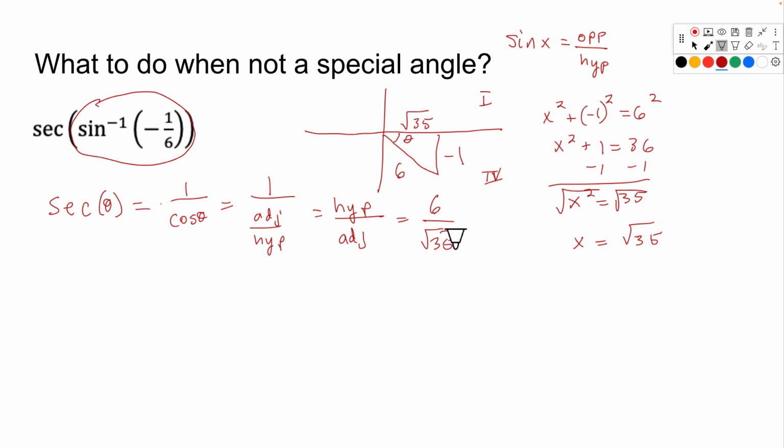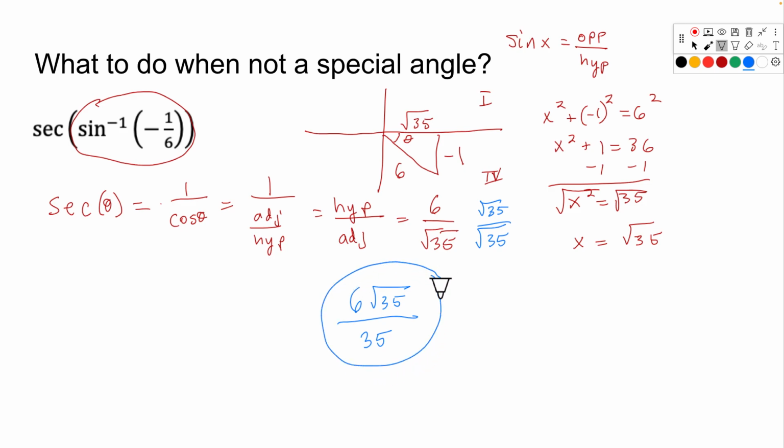And that's sort of a right answer, but they like us to rationalize, right? Square root of 35 over square root of 35. So I'm multiplying by 1. And so my final answer would be 6 square root of 35 over 35. Square root of 35 times square root of 35 is 35. So they're the same values, but that's what I would put.